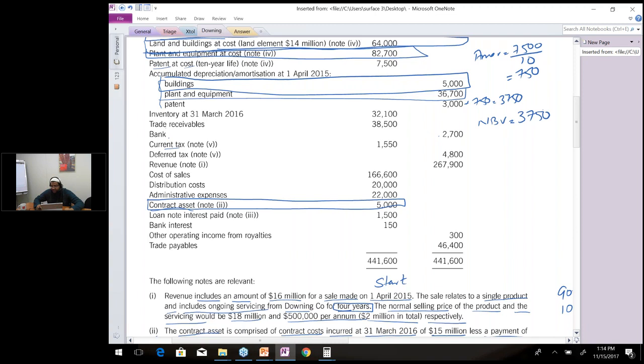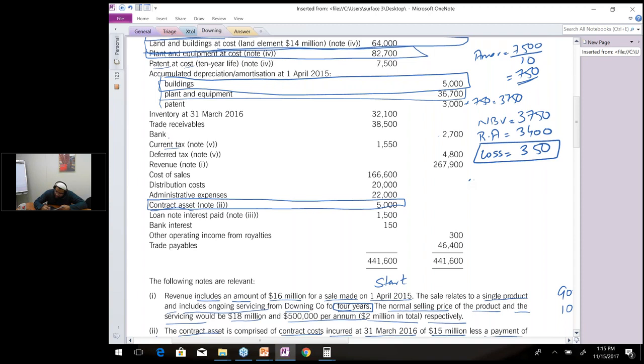First we have charged the amortization for the year using 10 years life of 750. Now we have got the net book value, and the recoverable amount we have calculated is 3,400. So the impairment loss is actually 350. The net book value is 3,750 minus recoverable amount of 3,400.